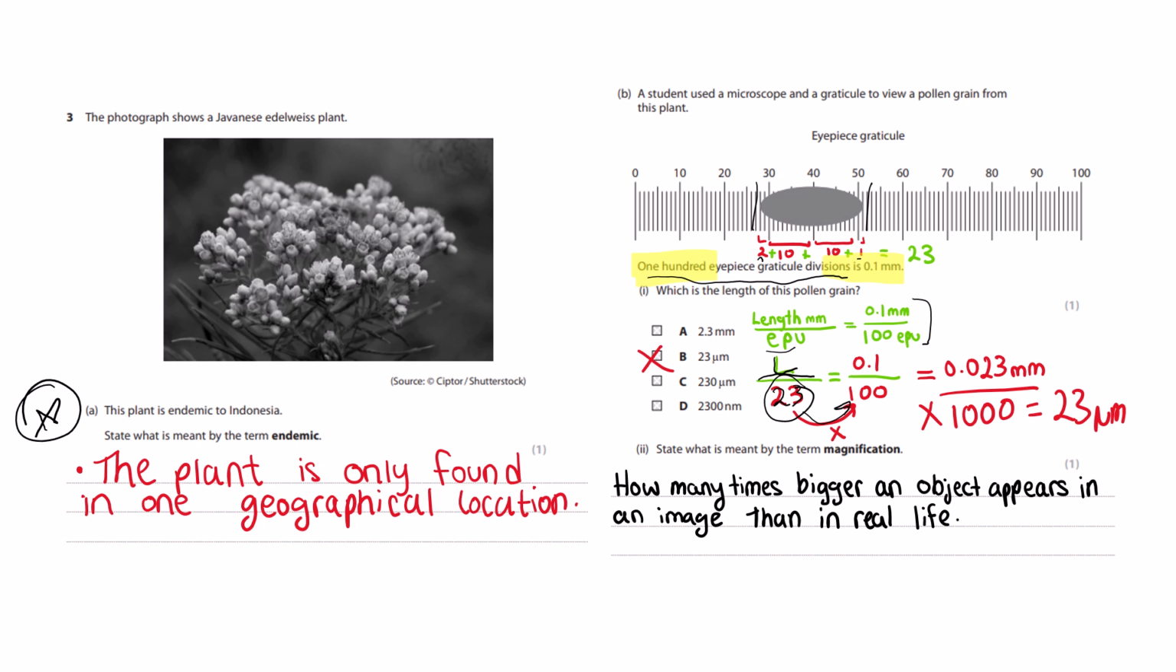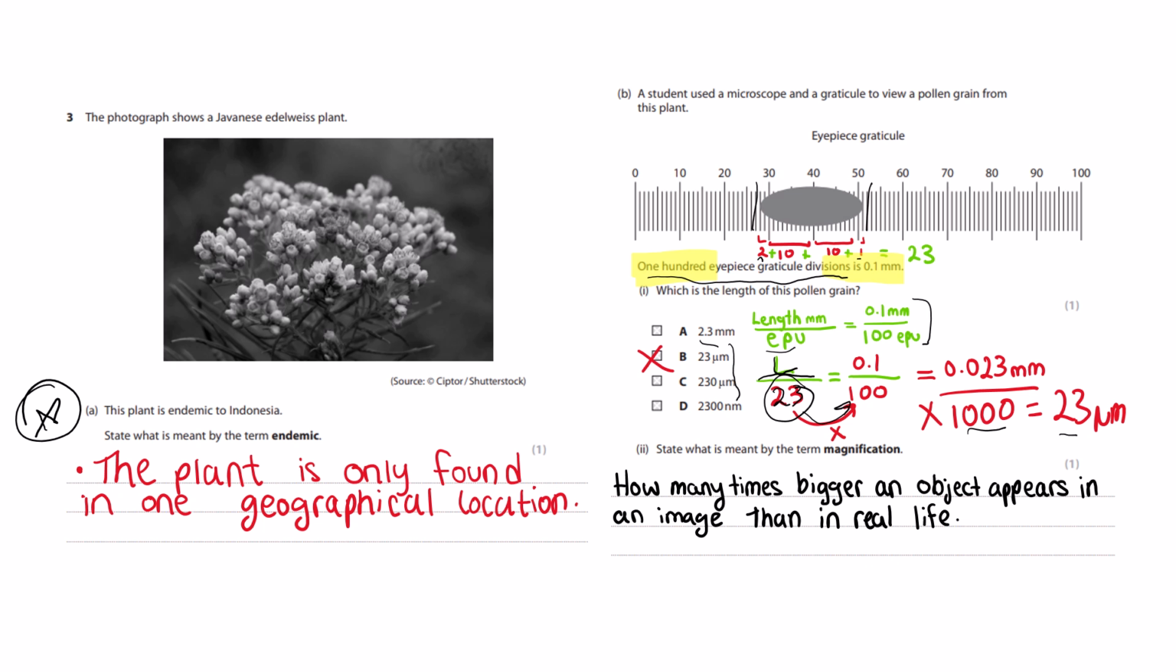0.023 millimeters. Now we need to convert this to micrometers because this is our main option over here, micrometers, and it's not 2.3 millimeters. So to convert to micrometers, all you're going to have to do is multiply the millimeters by 1000, which gives you 23 micrometers. Now state what is meant by the term magnification.